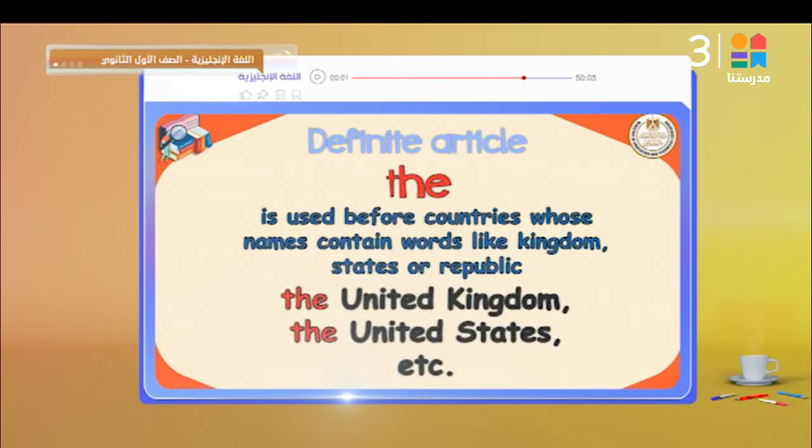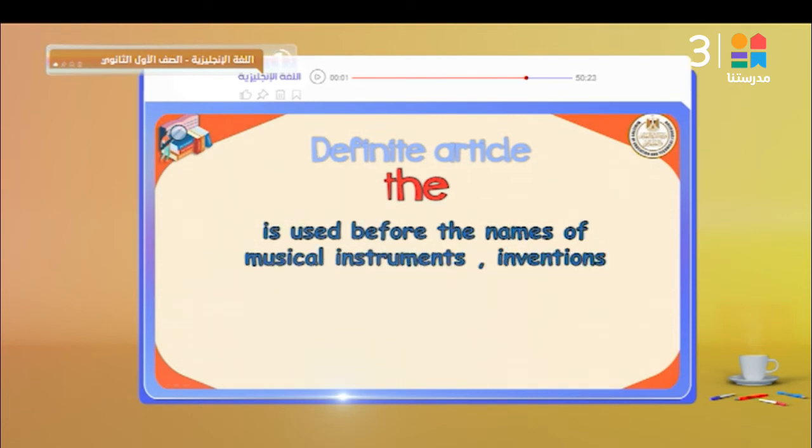We use the again with countries which have these words: kingdom, state, republic. So we say the Arab Republic of Egypt, the United Kingdom, the United States. But of course, if the country is one word, like Egypt, France, and so on, we don't use the. We use the if it has more than one part, the United States of America or the USA.